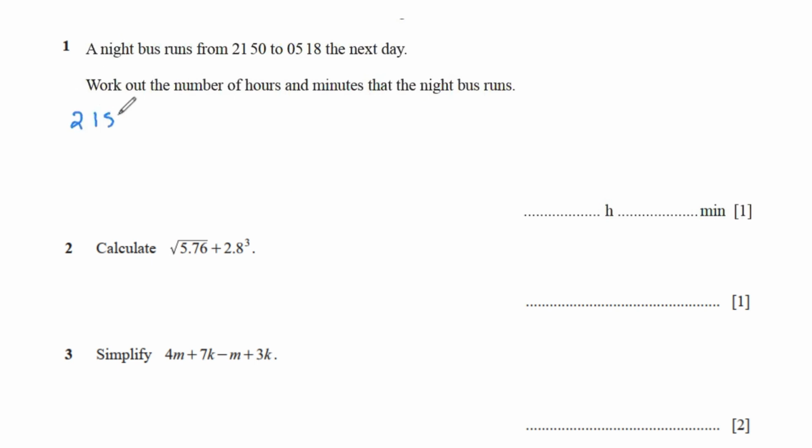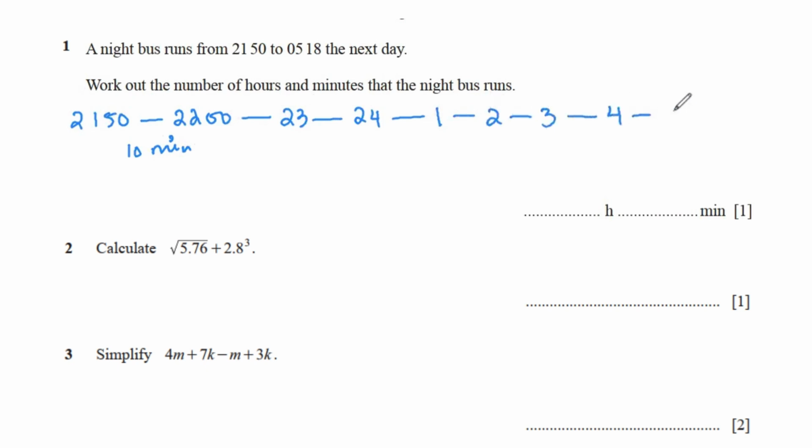So we're starting from 21:50. If we go from 21:50 to 22, that's 10 minutes. And from 22, we go to 23, we go to 24. Then the next day starts. So 1, 2, 3, 4, 5. So we have 1 hour over here, 1 hour over here, 1 here, here, here, here, and here. So that's a total of 7 hours. Then after 5, we're going to 5:18, which is 18 minutes.